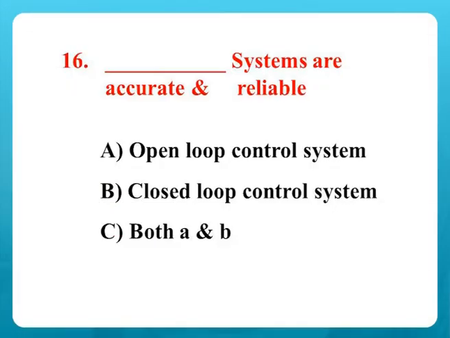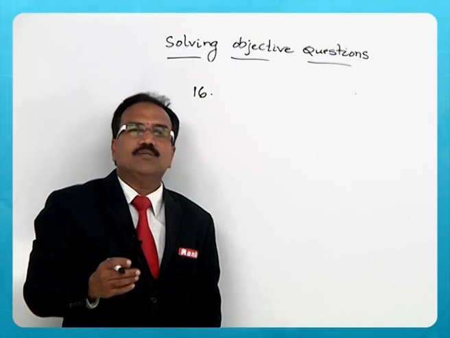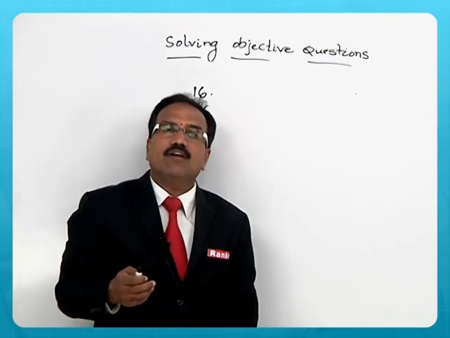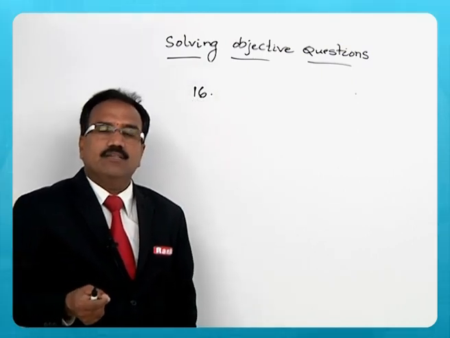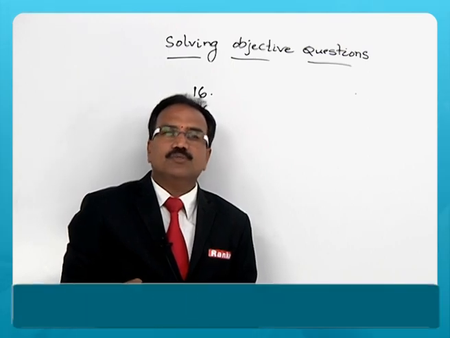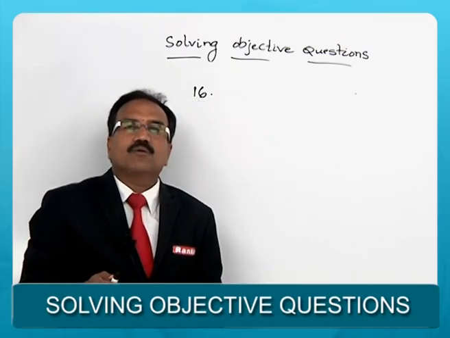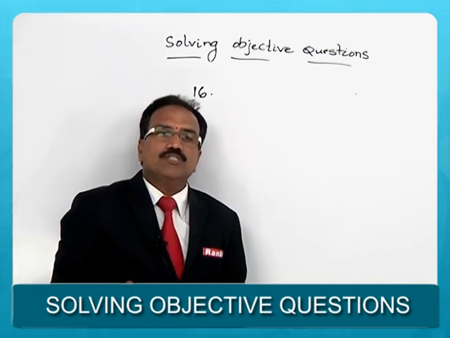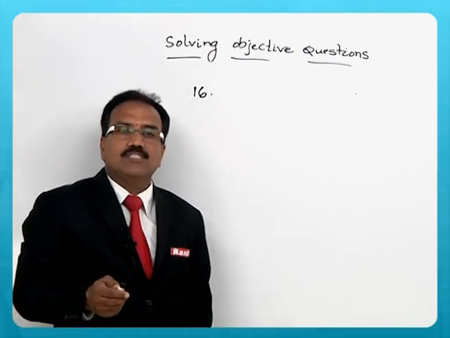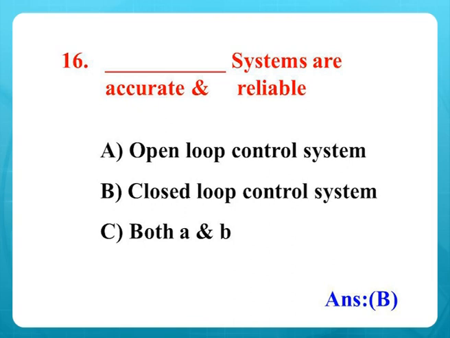This is the 16th question. Which systems are accurate and reliable? So what is it that you are expecting from the system? You want to have an accurate output, no deviation, a precise output, we say, and reliable output. So these two are the characteristics of closed loop control system: accuracy as well as reliability. So options are open loop control system, closed loop control system, and both. So option B is the right answer because closed loop control systems are accurate and reliable, though they are costly.